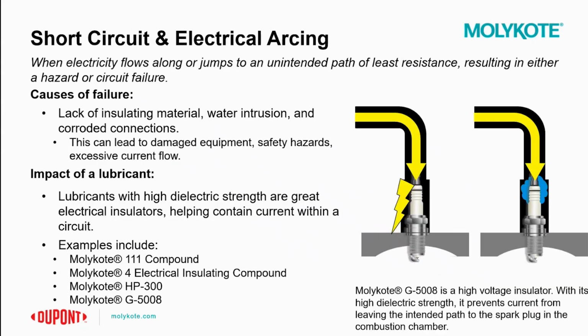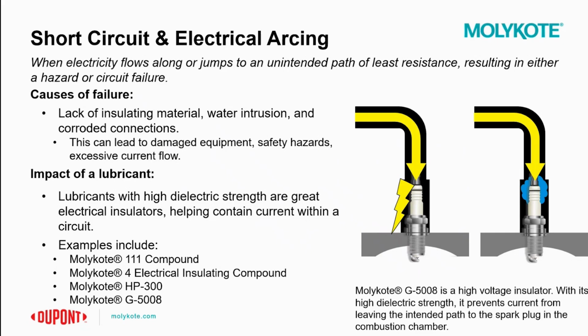Another performance metric that is more tangible relates to short circuit and electrical arcing. To set the stage, short circuits and arcing occur when an electrical charge flows along or jumps to an unintended path of least resistance. This can happen for several reasons, such as a lack of insulating material, water intrusion, and corroded connections. When this is the case, it can lead to damaged equipment, excessive current flow, and even safety hazards. Fortunately, lubricants with high dielectric strength are great electrical insulators, which can help contain current within the circuit.